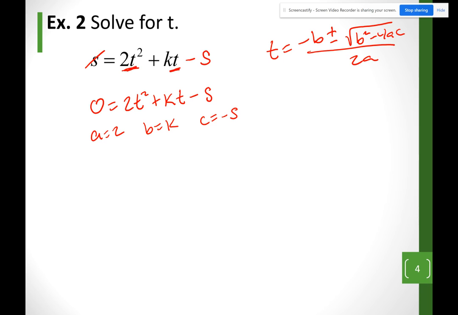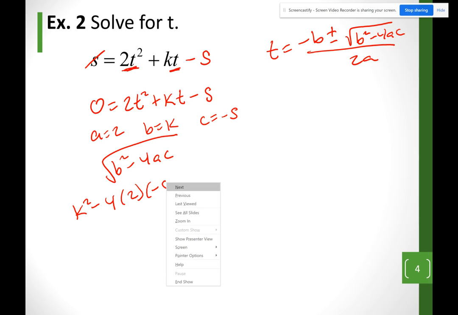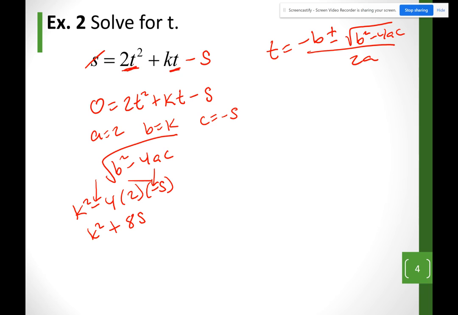All right, I've got to look at the square root part first. Remember, I'm going to do my b squared minus 4ac, then I'm going to do the square root of it. So I'm just going to go k squared minus 4 times 2 times a negative s. So I have k squared plus 8s. I have a plus sign because I had two negative signs, a negative with another negative made it a positive sign. So I have k squared plus 8s, and I'll do the square root on it. Cannot simplify more. That's as simple as I can go.